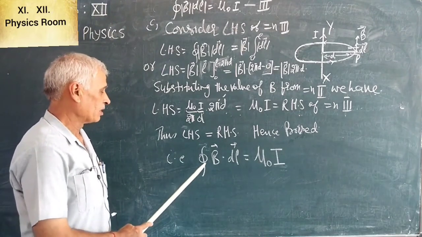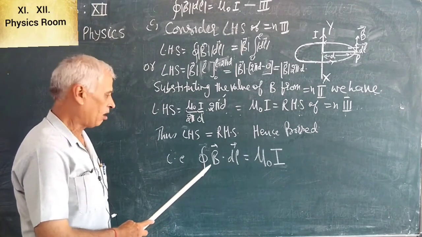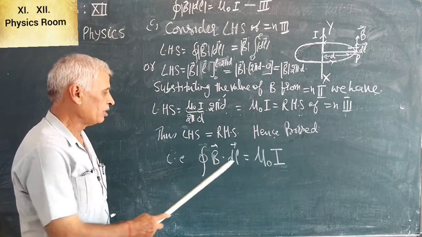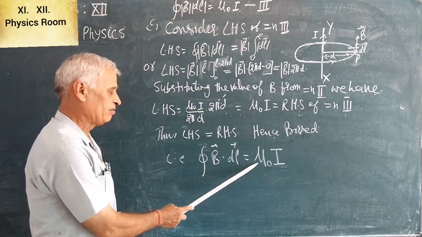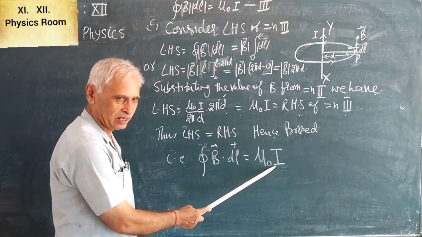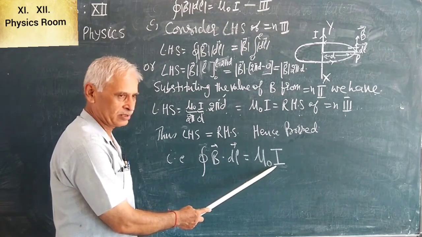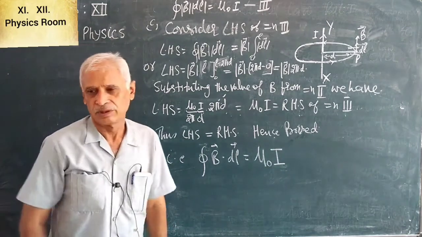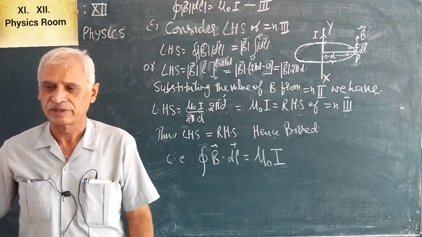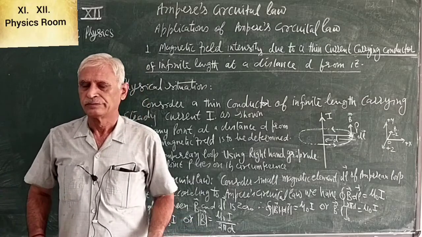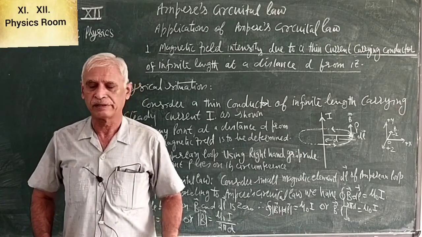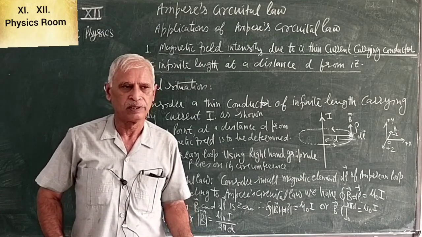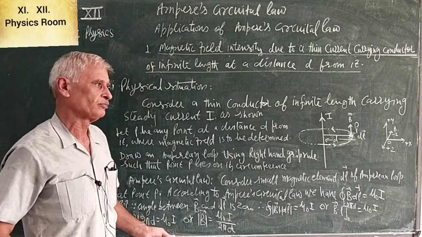That is, the line integral of magnetic field over a closed loop is equal to mu 0 times the net current I passing through the surface enclosed by the loop. So here is the proof of Ampere's circuital law. After having an idea of Ampere's circuital law, we come to applications of Ampere's circuital law.